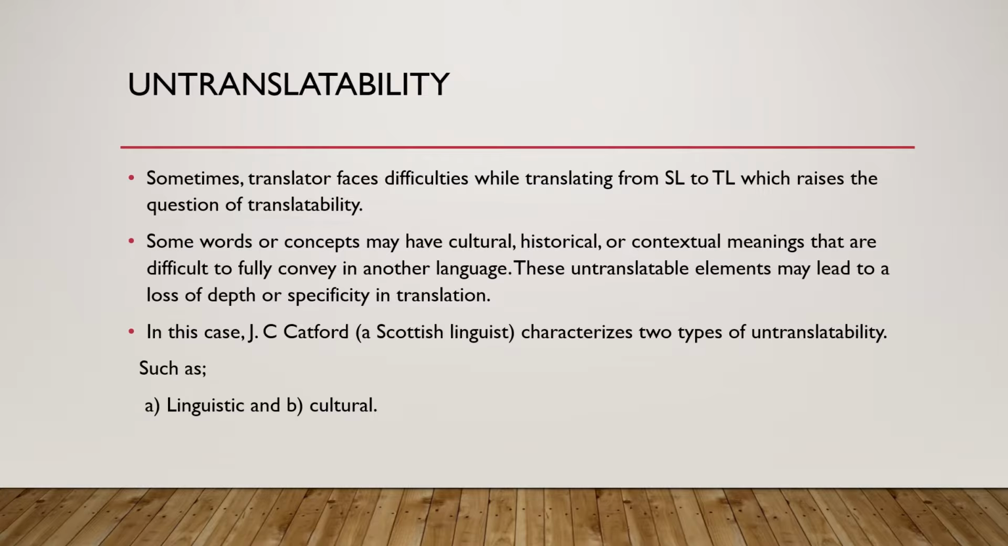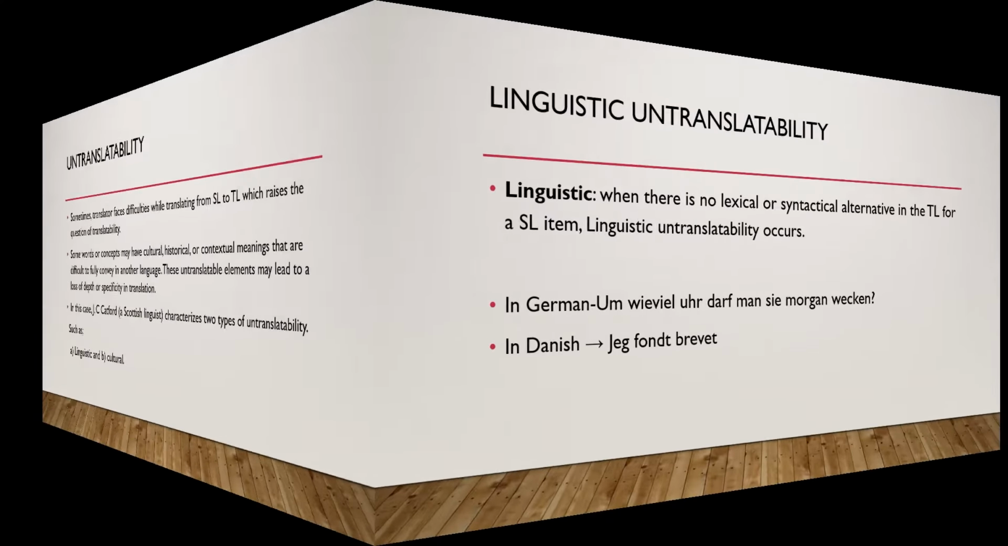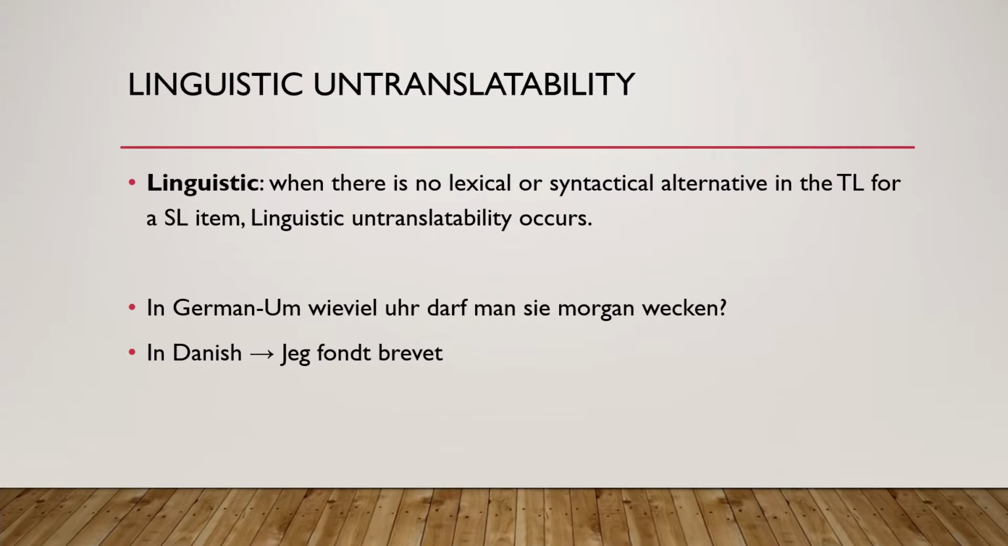In this case, J. C. Catford, a Scottish linguist, characterized two types of untranslatability, such as A. Linguistic and B. Cultural. Linguistic, when there is no lexical or syntactical alternative in the TL for a SL item, linguistic untranslatability occurs. In German, "Wie will darf man sei morgen wecken?" In Danish, "Jeg fandt brevet."